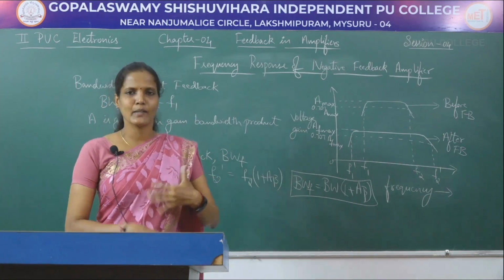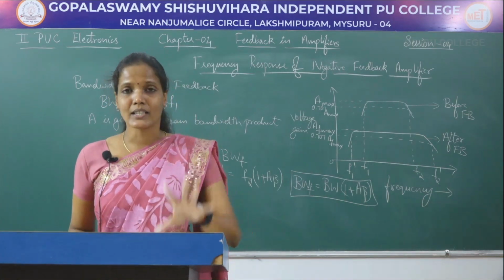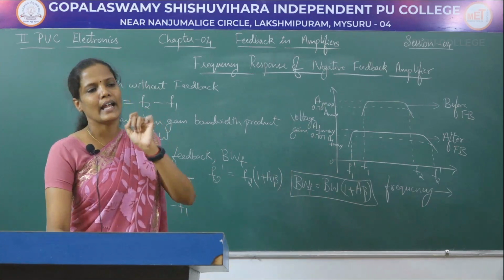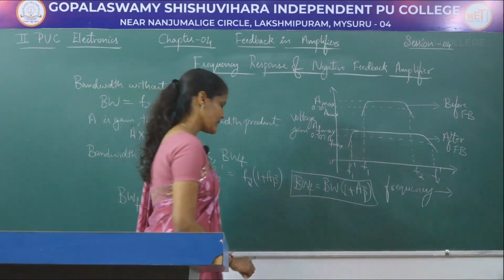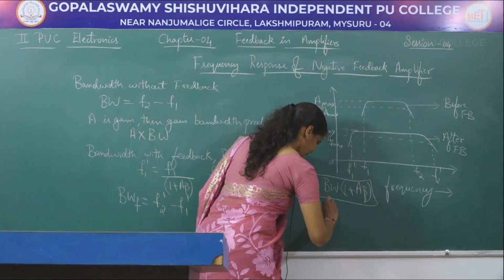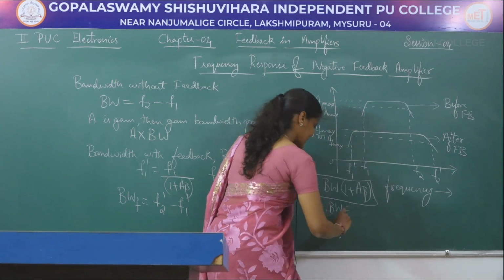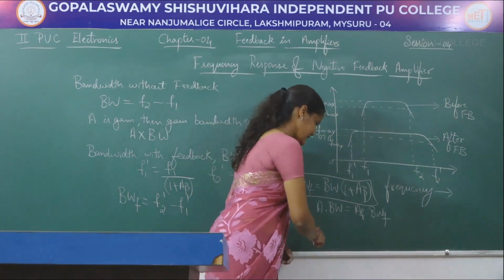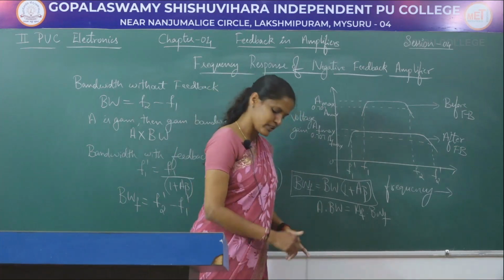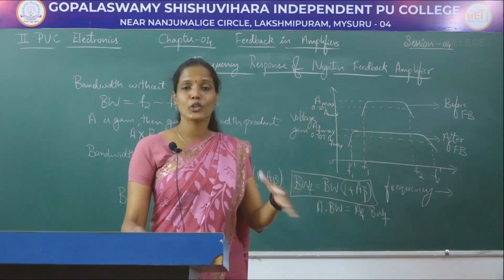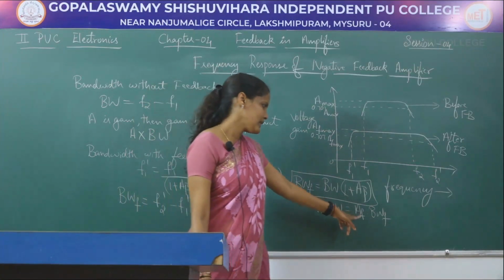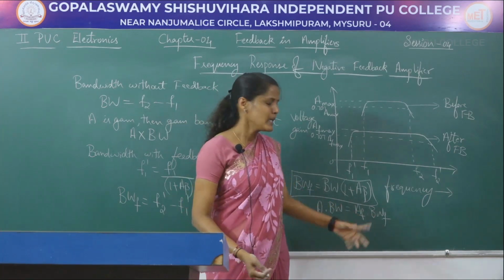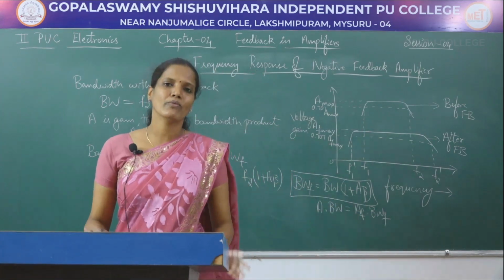But in both cases, in the sense when a circuit has feedback or does not have feedback, the gain and the bandwidth product will remain the same. Gain and bandwidth product, in the sense A into BW, will be equal to AF into BWF, where A is the open loop gain, BW is the bandwidth of a circuit without feedback, AF is the feedback gain, that is the gain of a circuit when feedback is considered, and BWF is the bandwidth of a circuit when feedback is considered.